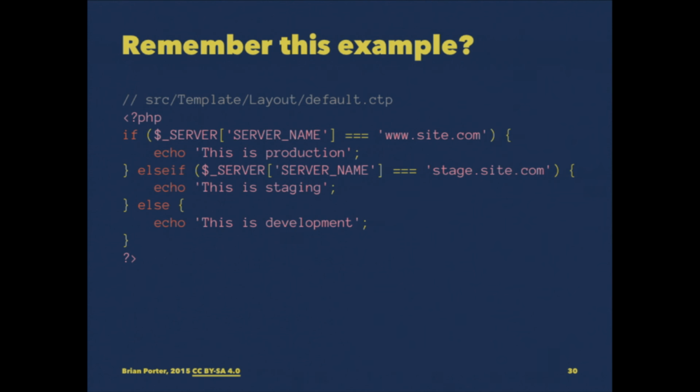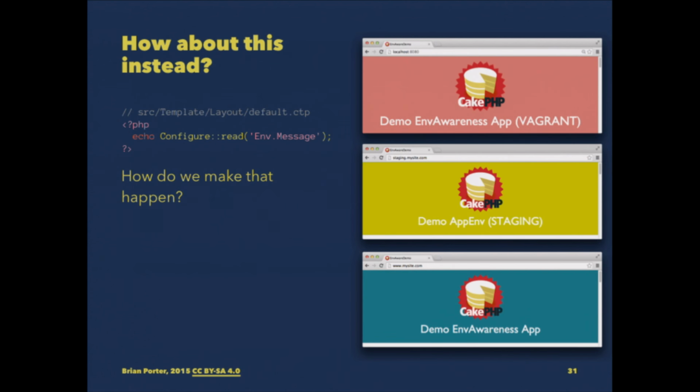So let's get back to a practical example. This is the same snippet I showed before. We're checking the name of the server and echoing a string that tells us what environment we're in. Wouldn't it be nice if we could just do configure read and dot message instead and have our browser spit out a different background color and a different message based on that? The code doesn't change. We're still just echoing configure read message. But based on this background process, we're going to get a different output in our app.